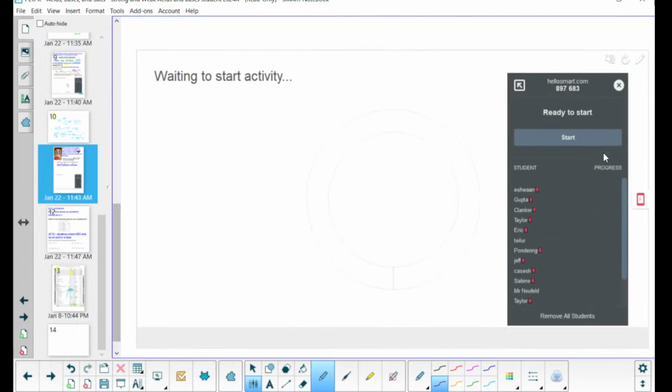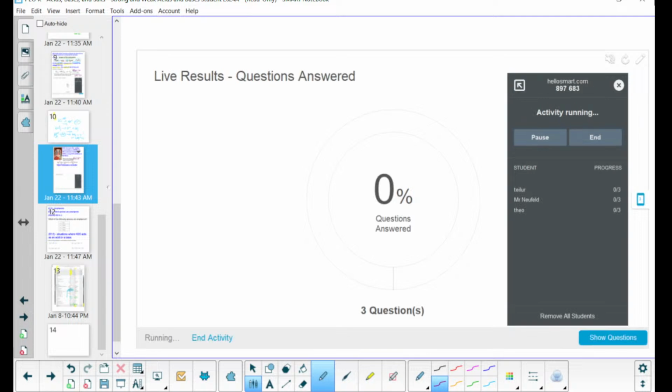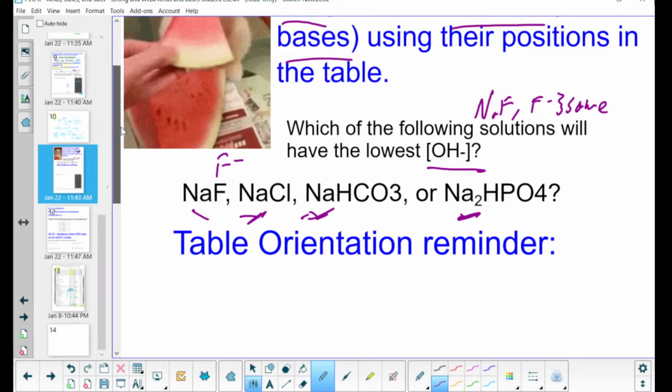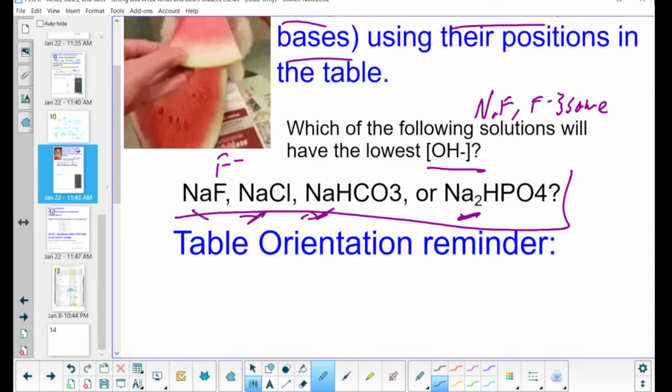So, start this one. Go. Apparently I'm playing. Why is there another one? There's another one. Stop it. Go. 3 questions. Yep.